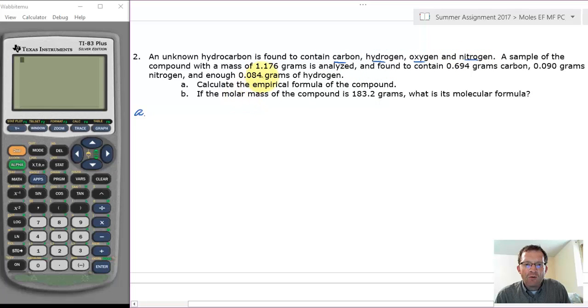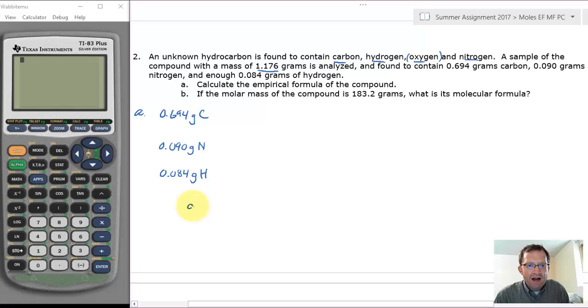And it tells me that I've got a 1.176 gram sample of the compound, and that it's found to contain some carbon, some nitrogen, some hydrogen. So like last time, it left an element out. In this case, it's left out the oxygen mass, so we're going to have to figure that out by subtraction, kind of like we did in the last one. So we're not actually going to use the 1.176 to do any mole conversions. We will use the masses that are given. So we've got 0.694 grams of carbon, 0.090 grams of nitrogen, and 0.084 grams of hydrogen.